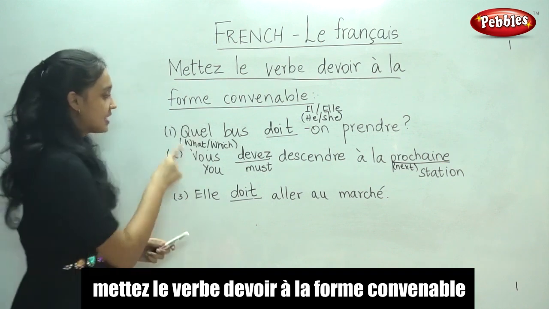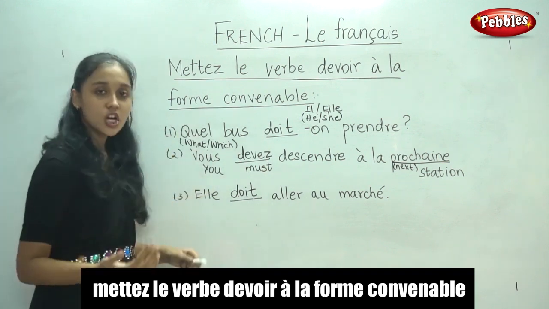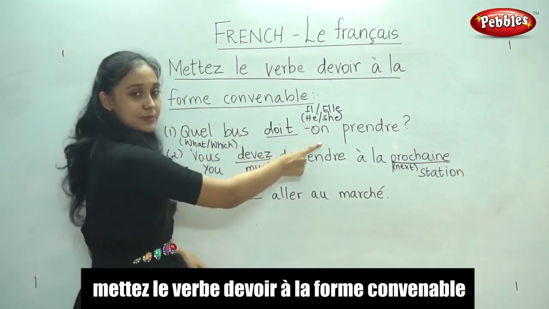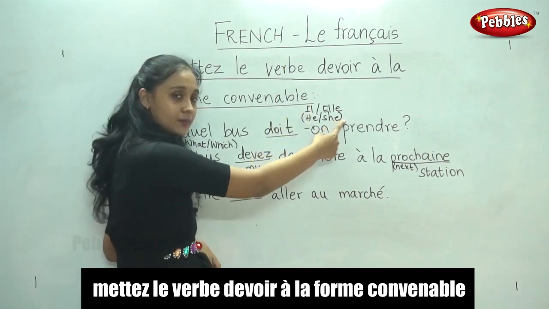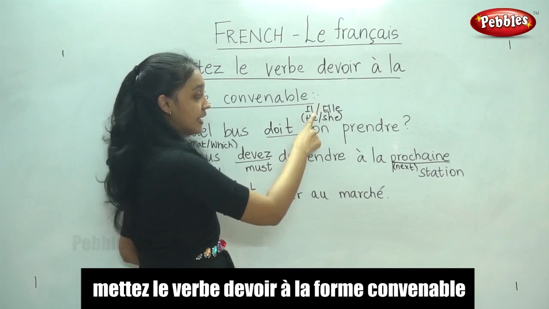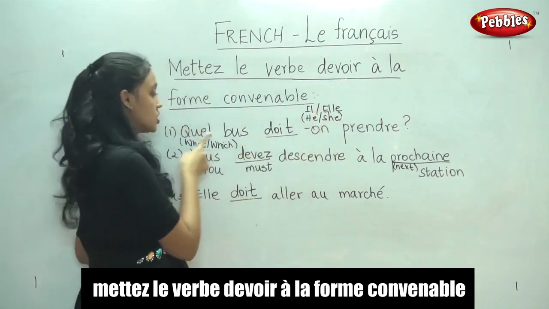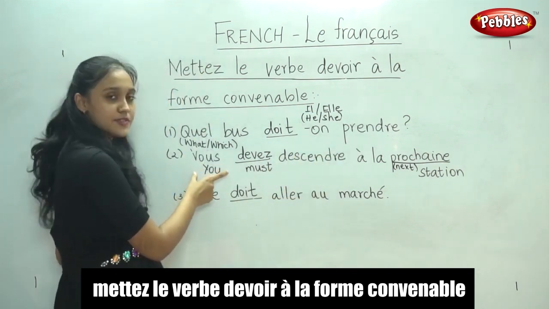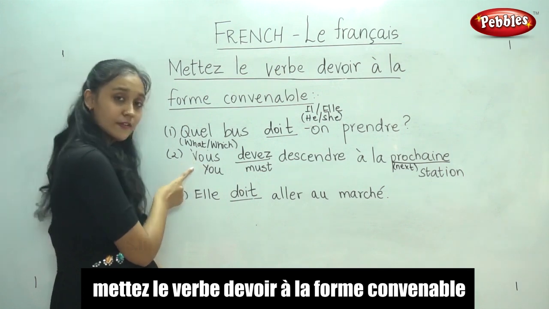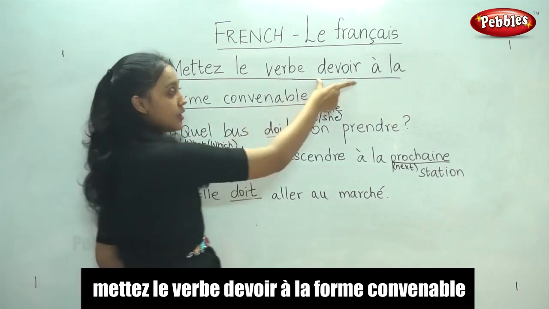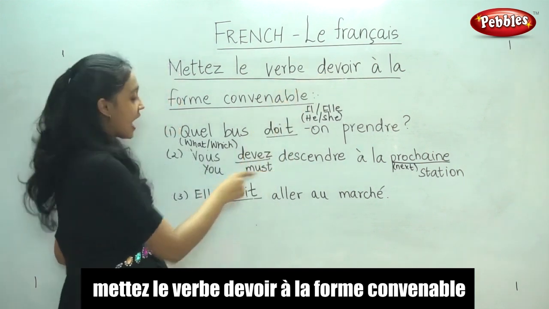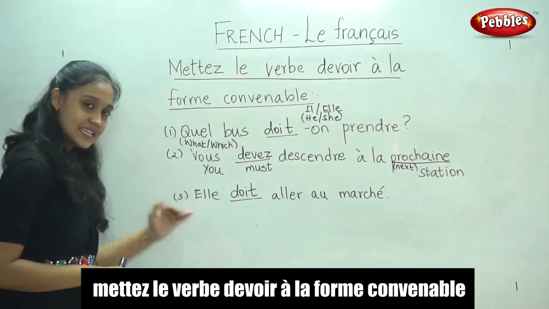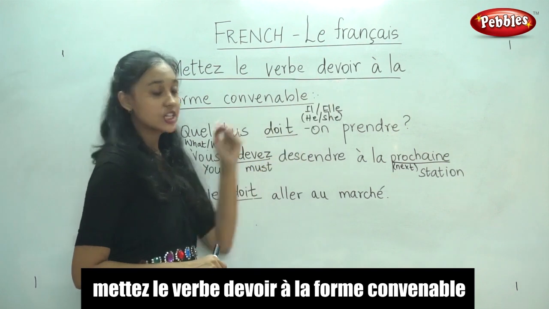So these are the three sentences. In the first sentence, the subject pronoun was not given directly. So we read the sentence and we found out that the subject pronoun is either il or elle. And what was the conjugation of devoir for il or elle? It was doit. So, quel bus doit on prendre? For the next sentence, the subject pronoun was given directly. It is vous. So, for vous, the devoir conjugation is devez. And finally, in the last sentence, the subject pronoun was given directly. It is elle. For elle, what is the conjugation for devoir?